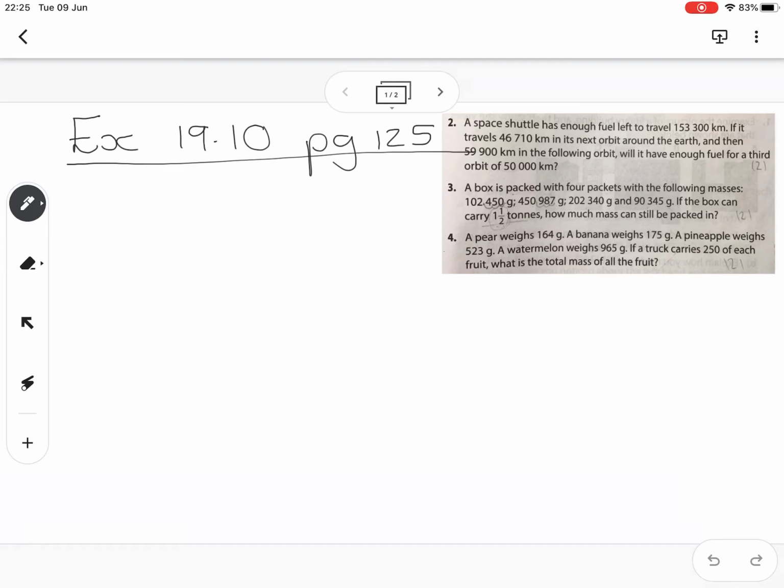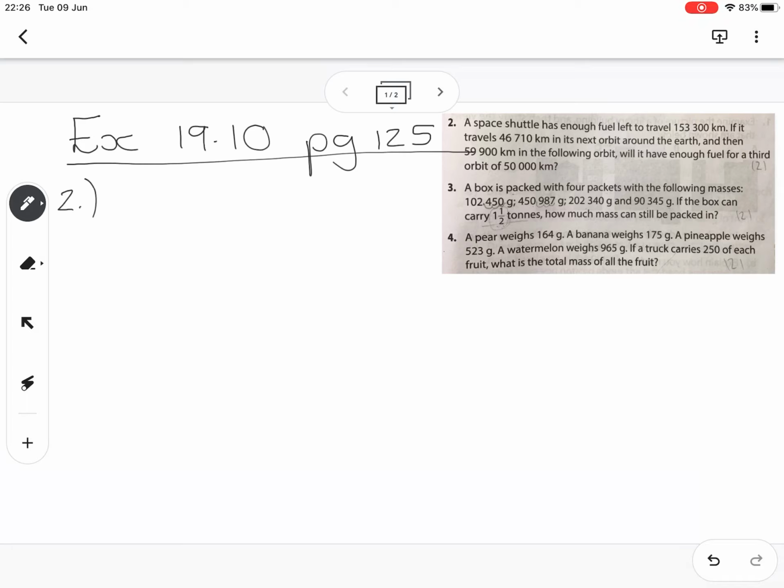Right, grade sixes, I just want to help you with some of the word sums on page 125. Some of them I'm going to leave for you to do by yourselves, because you're going to do the entire page 125. But I'm just going to help you with a few of them.